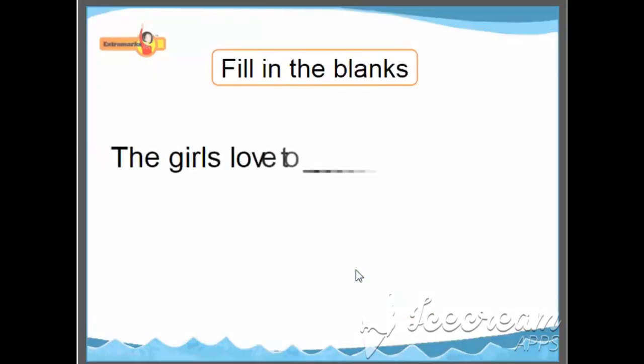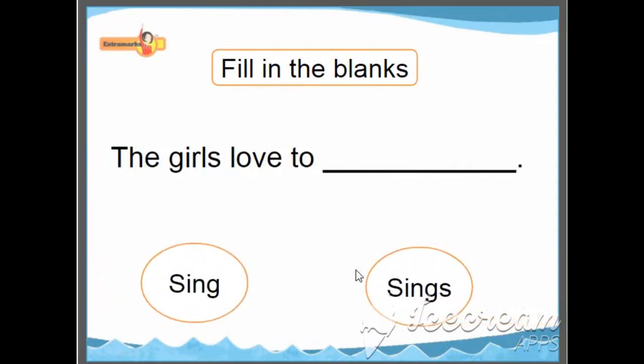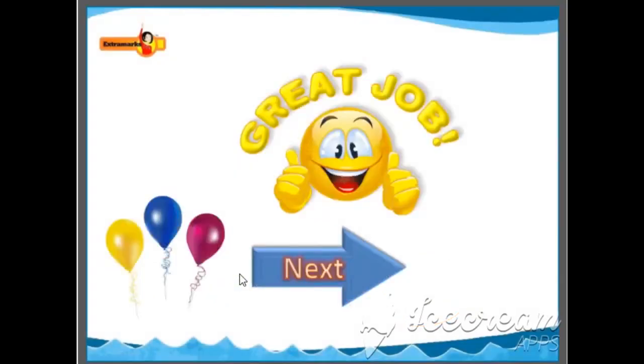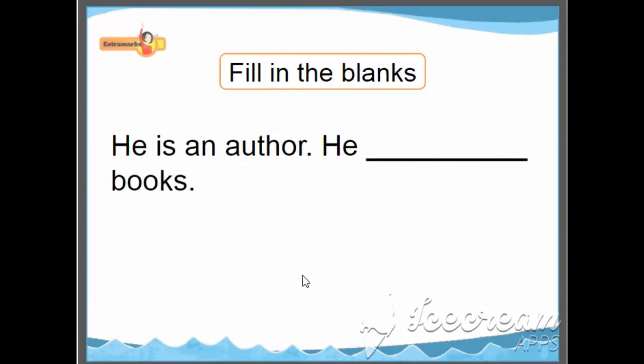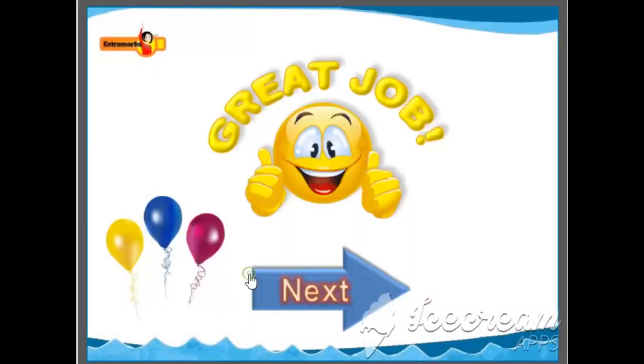Next one. The girls love to dash. Choose between sing, sings. Hurrah! Great job! Let's do the next one. The last one. He is an author. He dash books. Choose between write, writes. Hurrah! Great job!